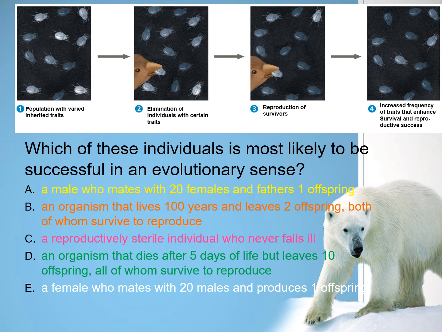So think about that for a second. What do you think the right answer is? Probably you're debating between B and D, because both of those produce offspring that reproduce, right? But which one is probably better? D. If you have 10 offspring that pass your traits on, that's being more evolutionarily successful.